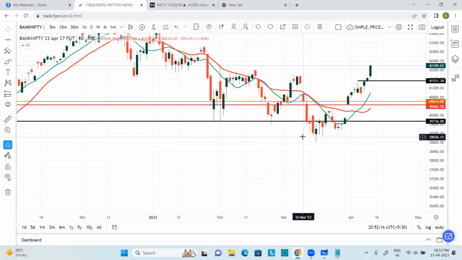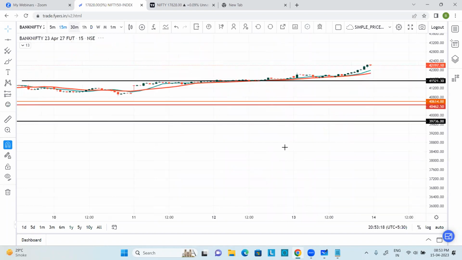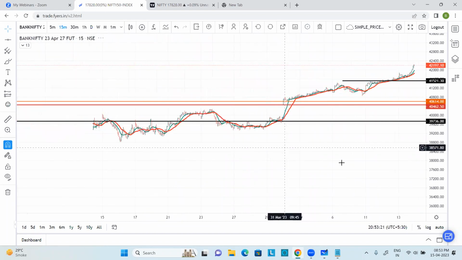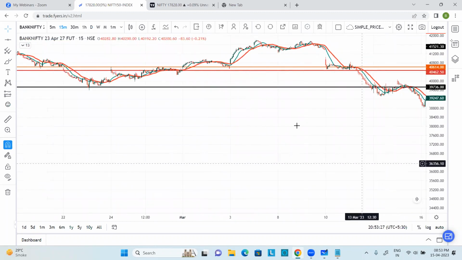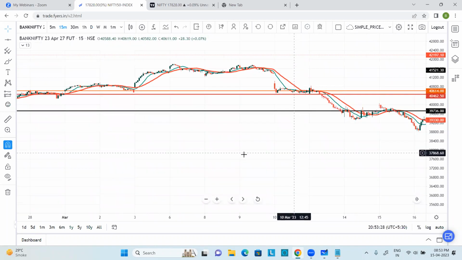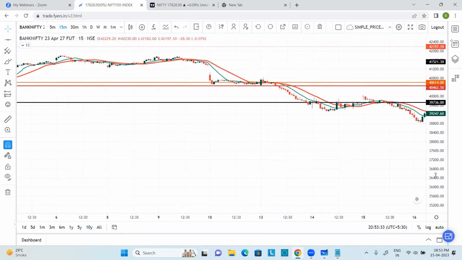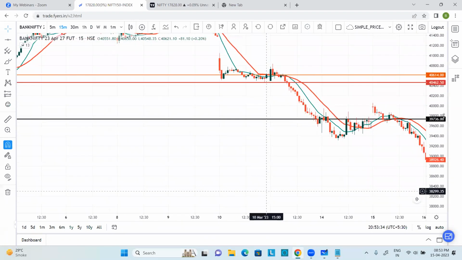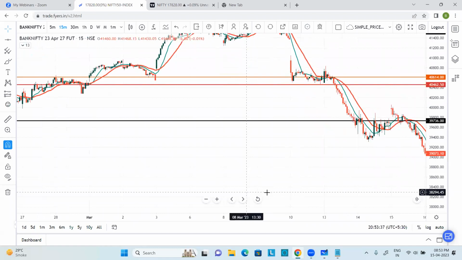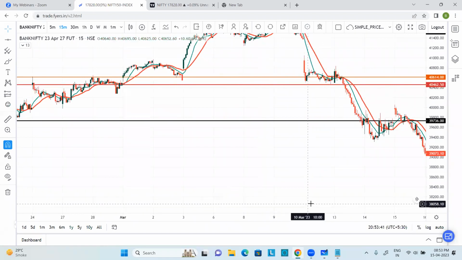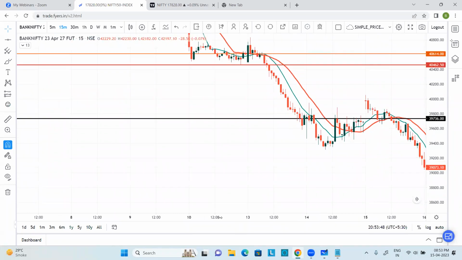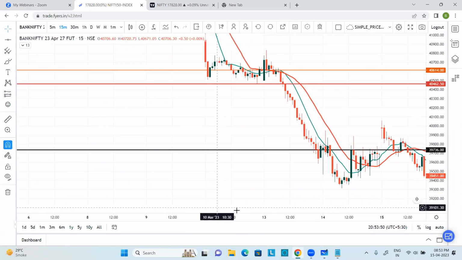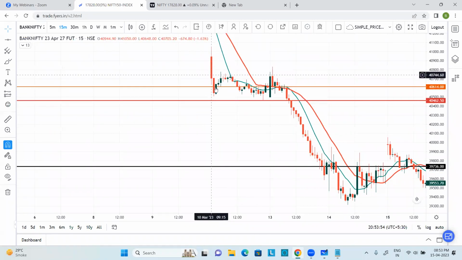Okay. Now which is at the 10th March? Turn this into lower time frame. See, 10th March, we have marked the closing.